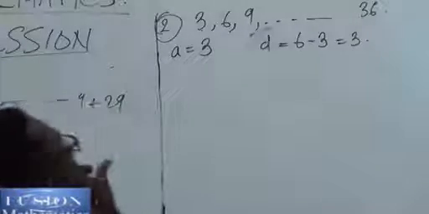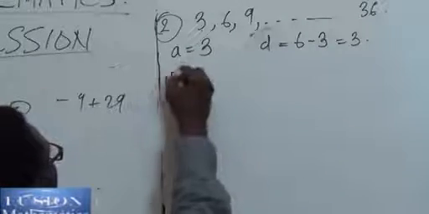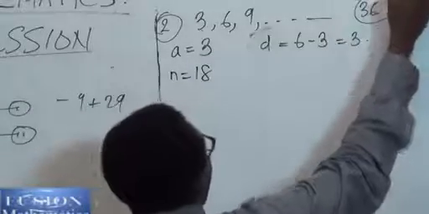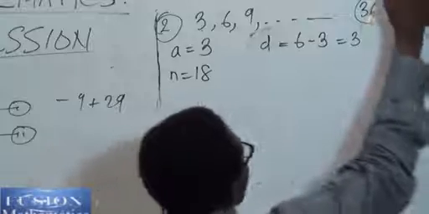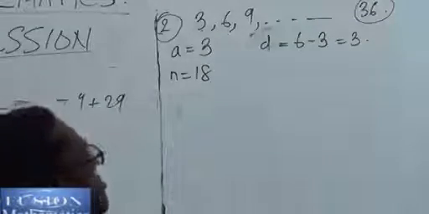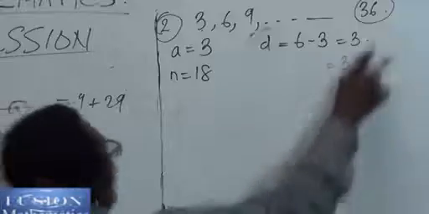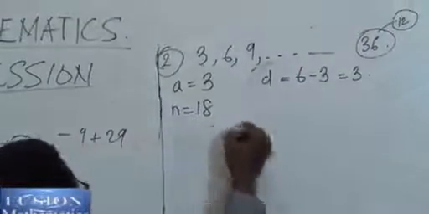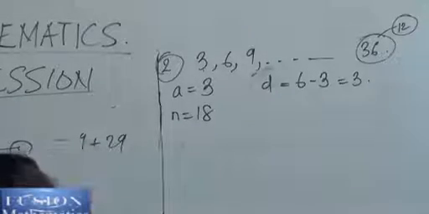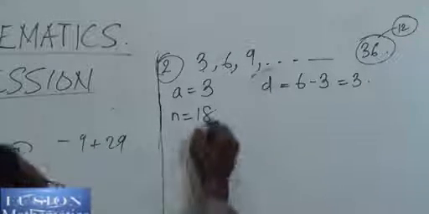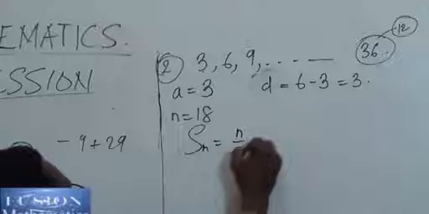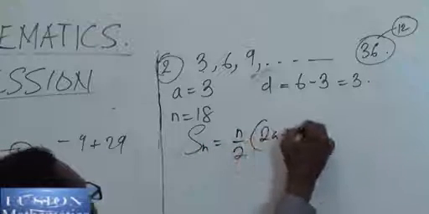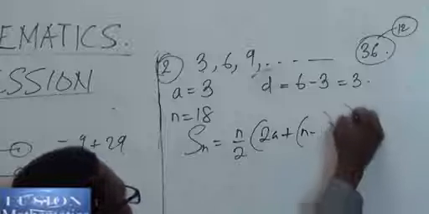Now, if you remember in the question, they said the first 18 terms, so n is equal to 18. Now, 36 here is not our last term. In fact, 36 here is our 12th term. Right? So this will not be our last term. So when we want to find the sum, we will not use the first formula, which is n over 2 bracket a plus l. We'll be using the second one, which is Sn equals n all over 2 bracket 2a plus n minus 1 d, closing the bracket.